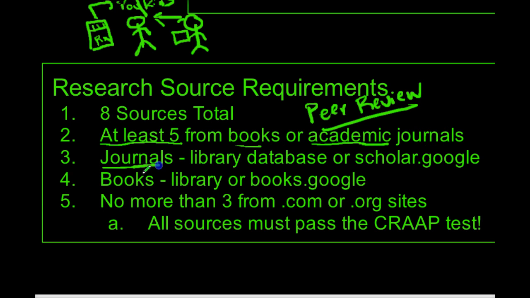Journals and books here, you can retrieve these from the library databases, which we've already done, and I'm going to show you again. You can also use scholar.google to search for scholarly journals. Pretty useful site, pretty good. For books, you can pull books off your shelves at home. You can also go to the library to get books, or you can go to books.google.com. There are tons of books on there that have been scanned from public libraries all over the country. So there's a lot of useful information there.